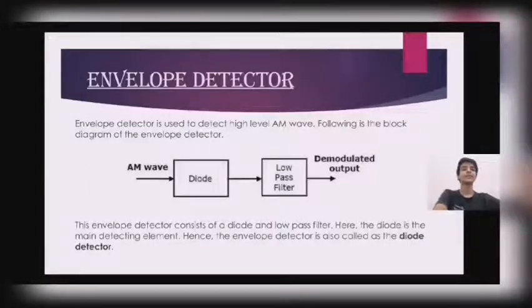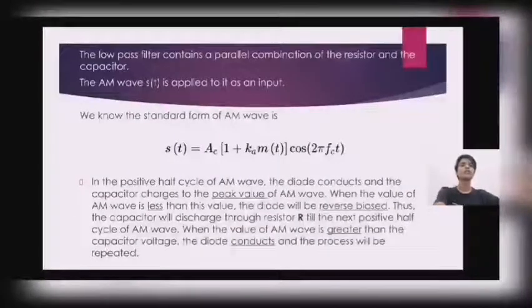Our second type of detector is the envelope detector, which is also known as the diode detector. It is known as the diode detector because here a diode is used in place of the square law device. The diode is the main element of the detector, and this type of detector is used to detect high level AM waves. The low pass filter is a combination of a resistor with a capacitor in parallel to the resistor. Now, in its working, in the positive half cycle of the AM wave, the diode conducts and the capacitor charges to the peak value of the AM wave.